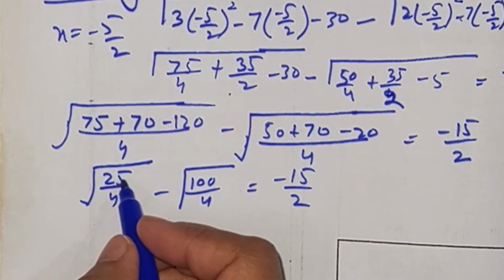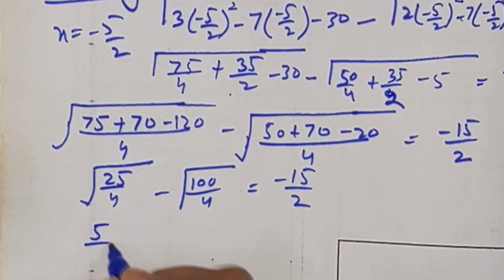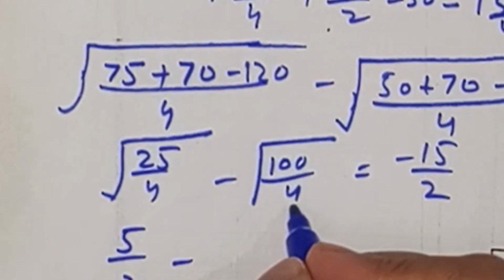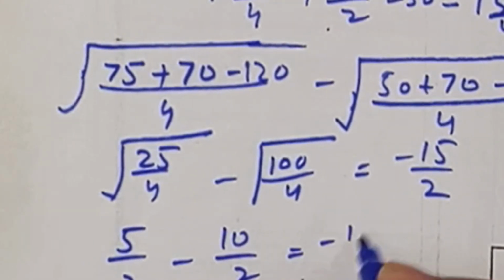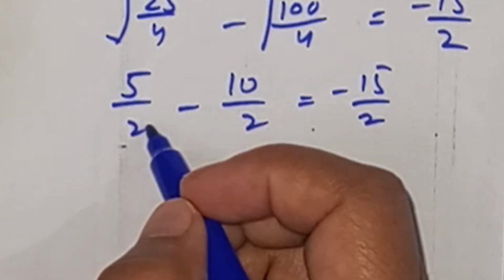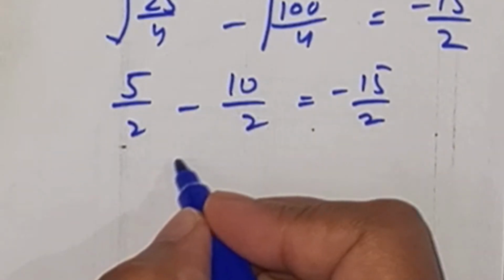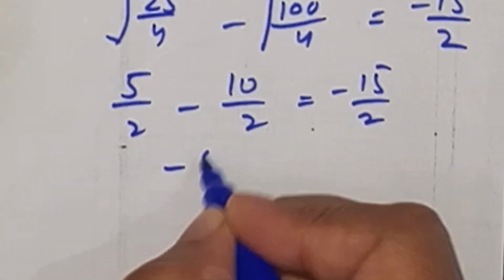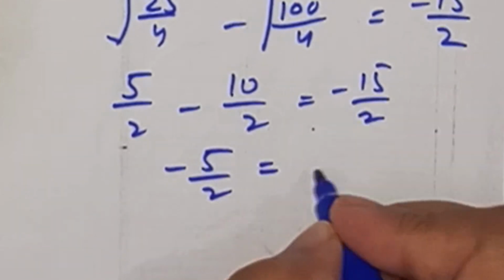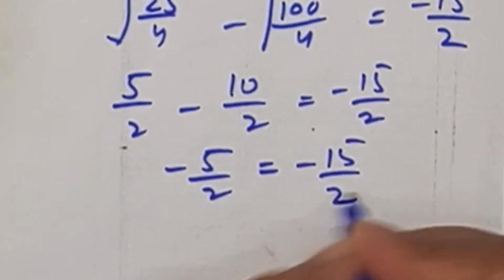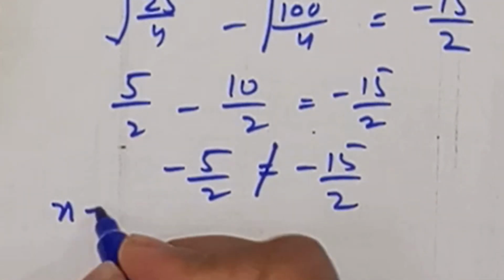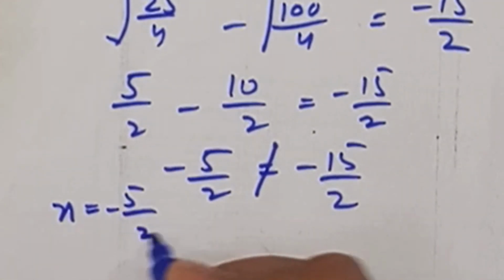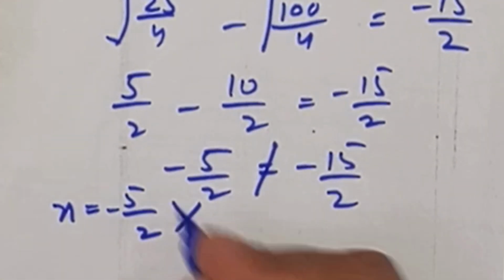Now the square root of 25 over 4 is equal to 5 over 2, and the square root of 100 over 4 is equal to 10 over 2. The right side is minus 15 over 2. 5 over 2 minus 10 over 2 is equal to minus 5 over 2, and the right hand side is minus 15 over 2. So this is not equal. So this implies x equal to minus 5 over 2 is not our solution.